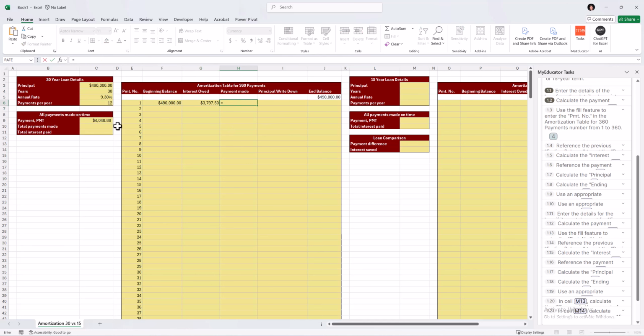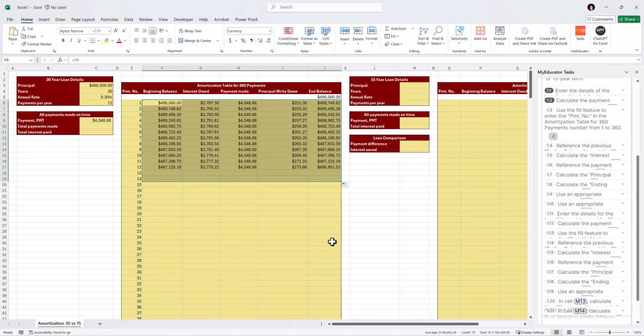Payment made, have it reference your payment cell and lock it. Principal write down is the amount that you pay, subtract off the part of your payment that was interest, and then your ending balance, your beginning balance, take away the principal write down. And once you have those cells established, you should be able to copy them down.